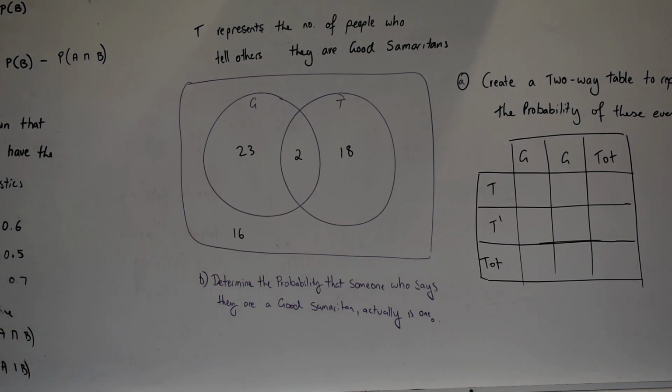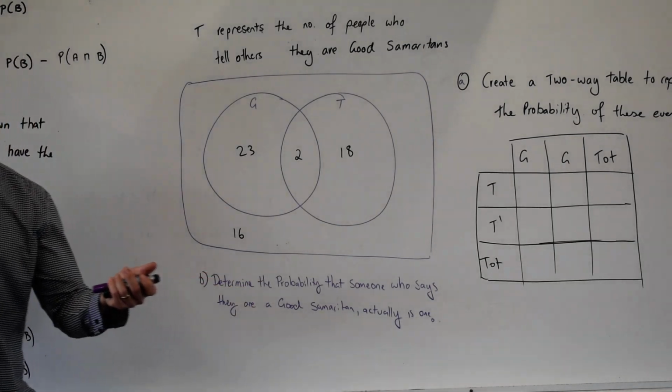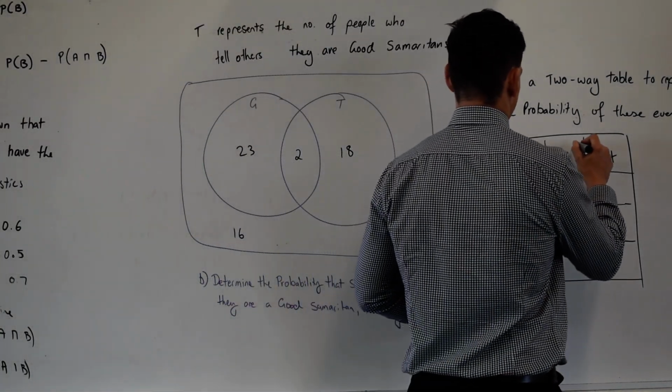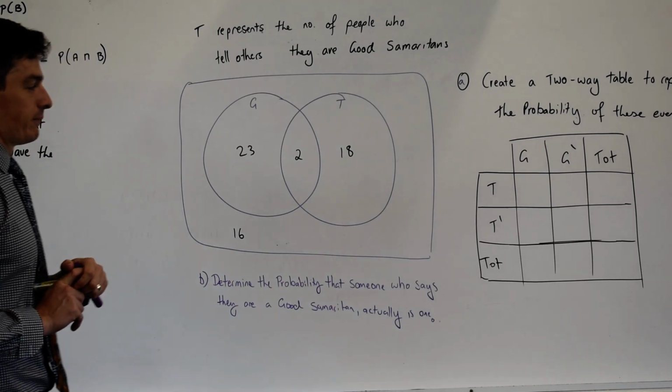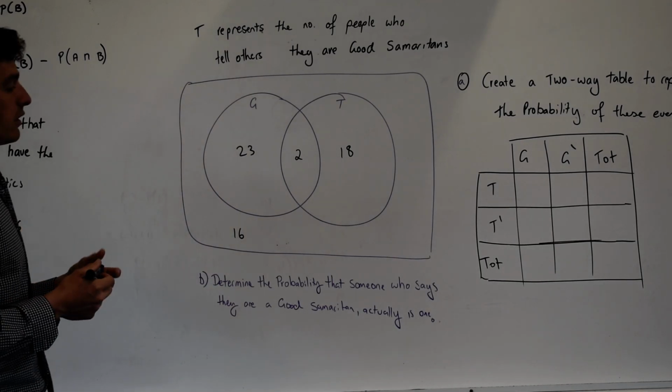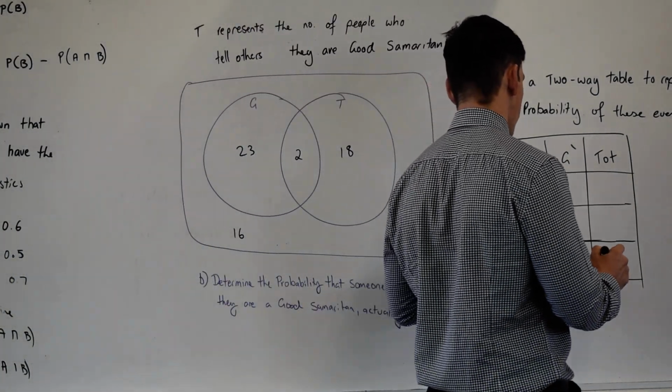So here is the situation. G represents the number of people that are actually Good Samaritans, so people that do the right thing for the right reasons. T represents the people that tell people that they're Good Samaritans. And we're looking at the relationship between people telling you that they're Good Samaritans versus the reality that they are actually Good Samaritans. So the first thing I want us to do is to represent this as a probability two-way table.